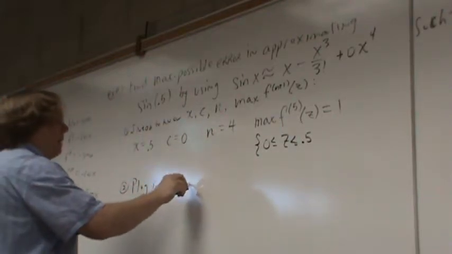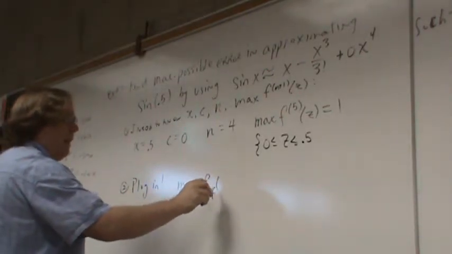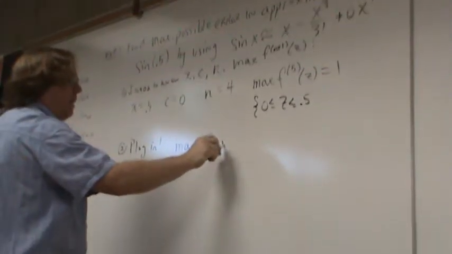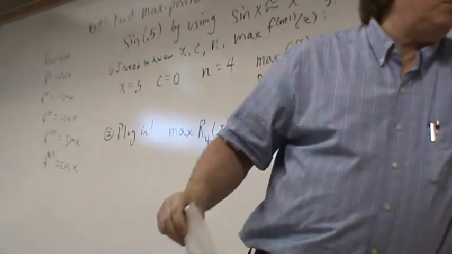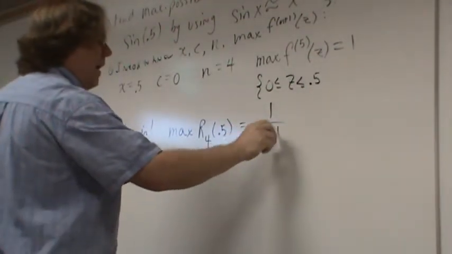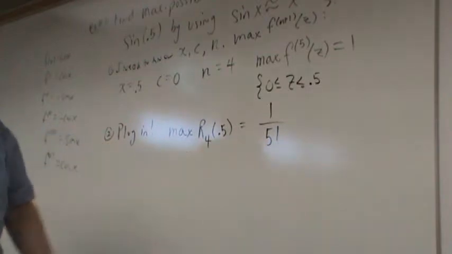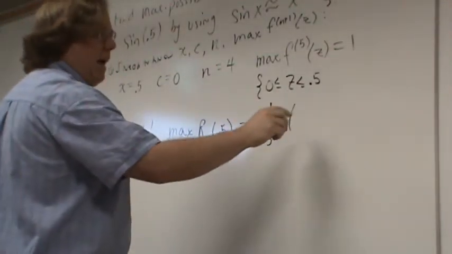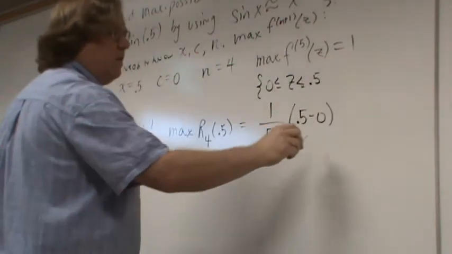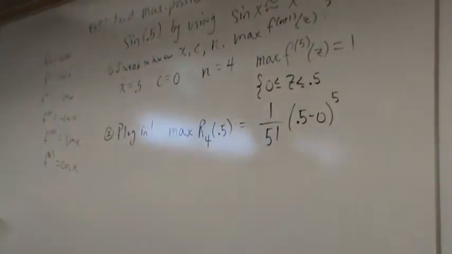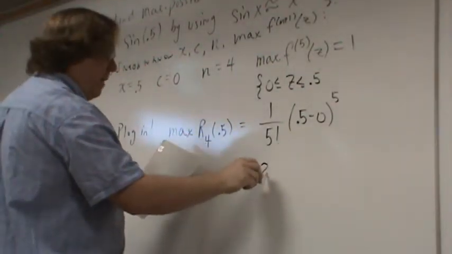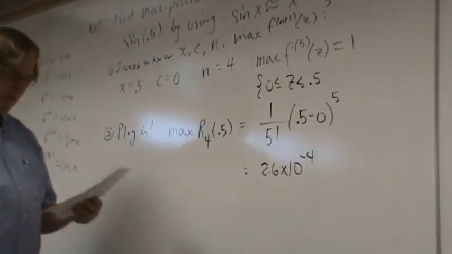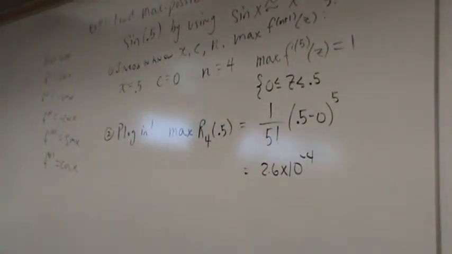Okay, so the maximum value of the error in the 4th degree approximation evaluated at 0.5 is going to be the maximum value of that guy, which is 1, over 5 factorial. Because it's the error in the 4th degree term. So it's 5 factorial, and then x minus c, so it'll be 0.5 minus 0 to the 5th power. And this ends up being approximately 2.6 times 10 to the negative 4th. So that's telling me the maximum possible error.